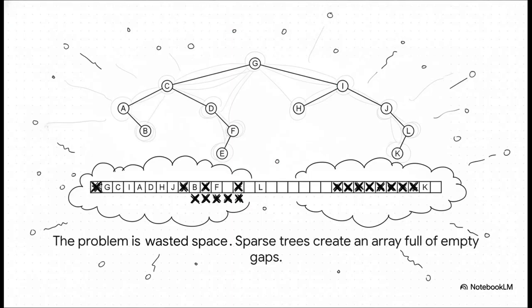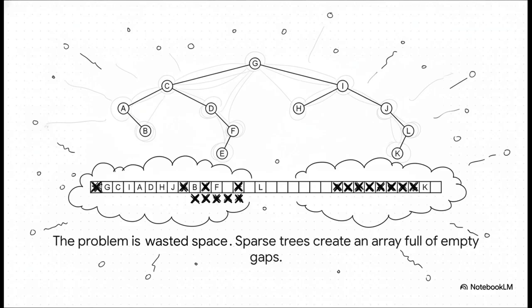And here it is, wasted memory. That clever math trick only works if you save a spot in the array for every single possible position in the tree, even for nodes that don't actually exist. Now, if your tree is full and perfectly balanced, that's not a big deal.